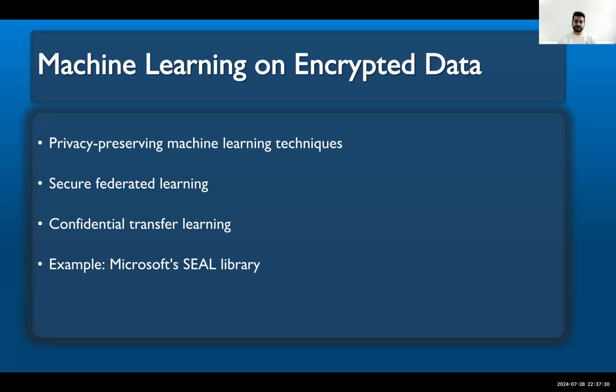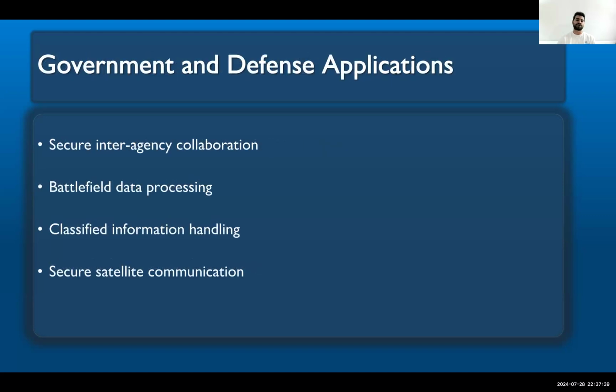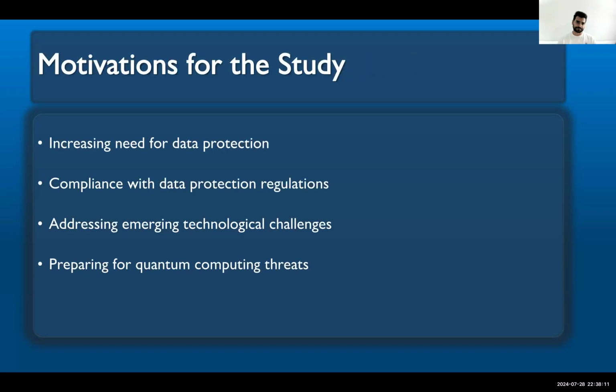For example, one of the best libraries for this is SEAL from Microsoft, which enables us to do machine learning on an encrypted dataset. And the most important one is government and defense, because it's related to the lives of people. It's related to the highest confidential data provided by the government and gathered from every person in a nation. And it's very important, especially in a war or in a cyber war. And they should be protected at any cost.